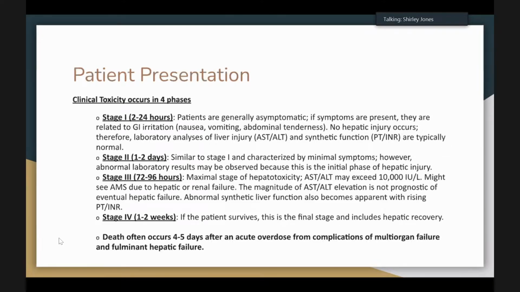Then stage 4 is 1 to 2 weeks later. And this is if the patient survives the hepatic failure, then they get hepatic recovery. Death often occurs 4 to 5 days after an overdose because of multi-organ failure and liver failure.